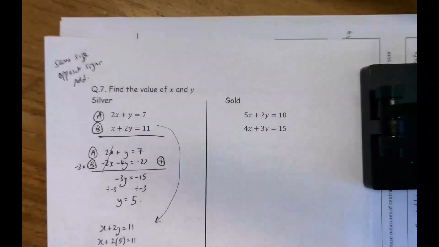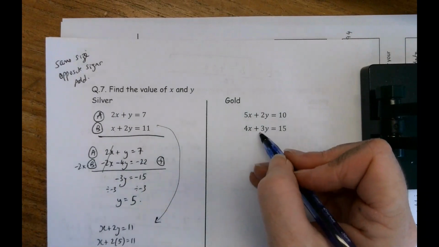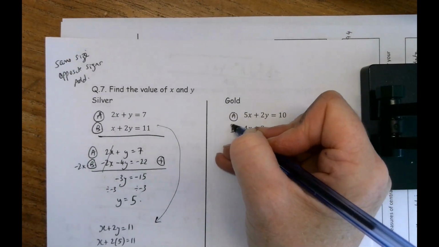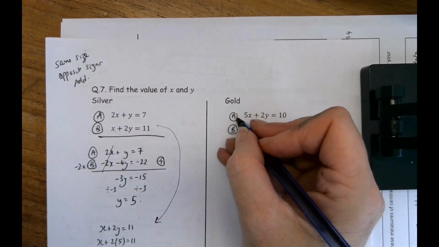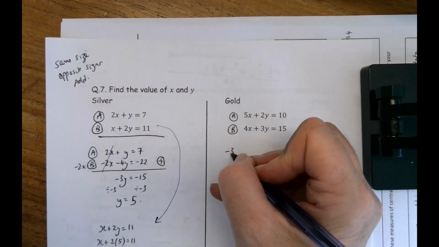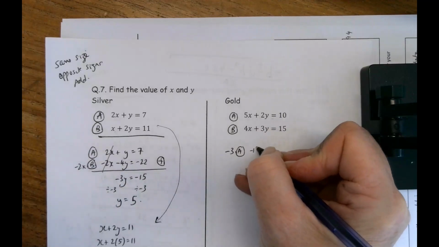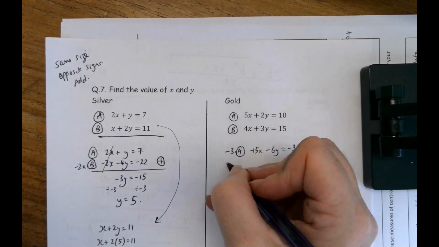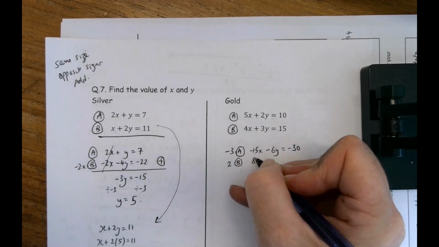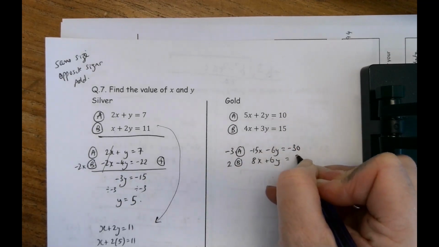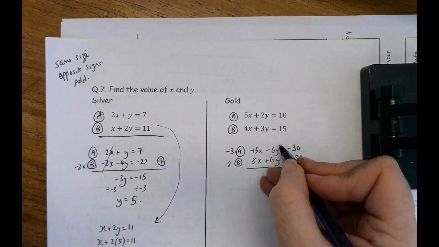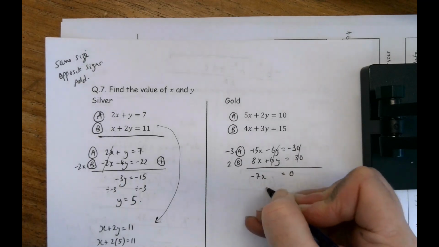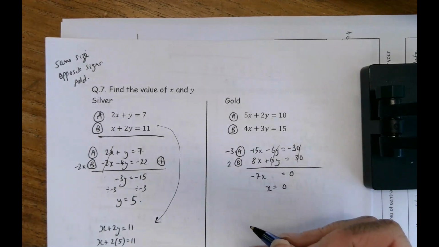Okay? And then in this last one, here I've got two. There's nothing easy to do. So here I'm going to try and get rid of the y's. So I'm going to make this into negative 6y. So minus 3 multiplied by a will give me minus 15x minus 6y is equal to minus 30. And 2 multiplied by b will give me 8x plus 6y is equal to plus 30. And then if I add those together, well, that's a bit weird. What I end up with is minus 7x is equal to 0. And all it means is that x is 0.